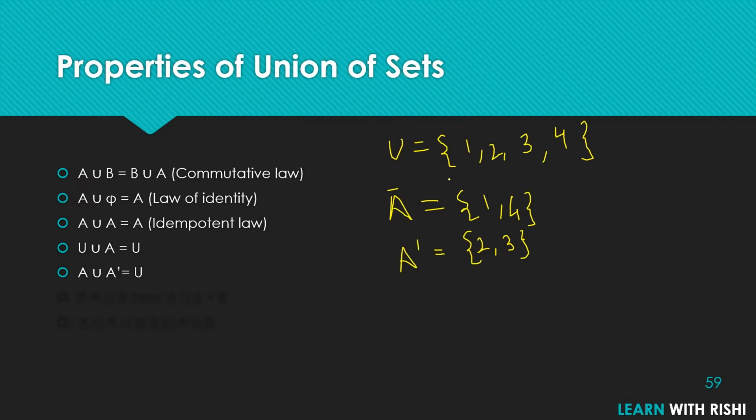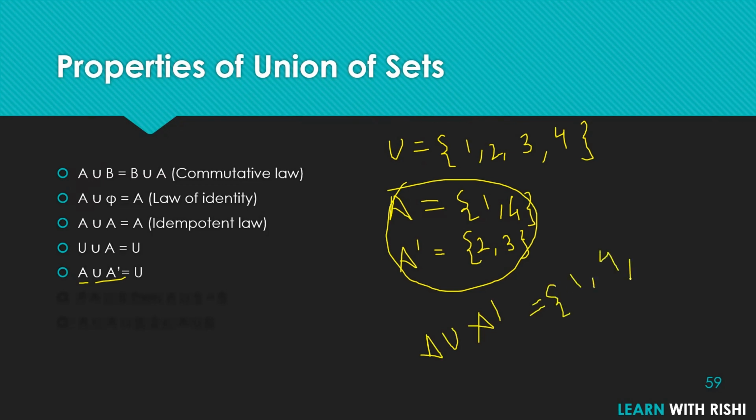If I take the union of these two sets, the union of A and A complement, what am I going to get? A union A complement is equal to 1, 4, 2, 3. All the 4 elements are different. And if you observe, all these 4 elements are present in the universal set. So I can write A union A complement is nothing but the universal set.